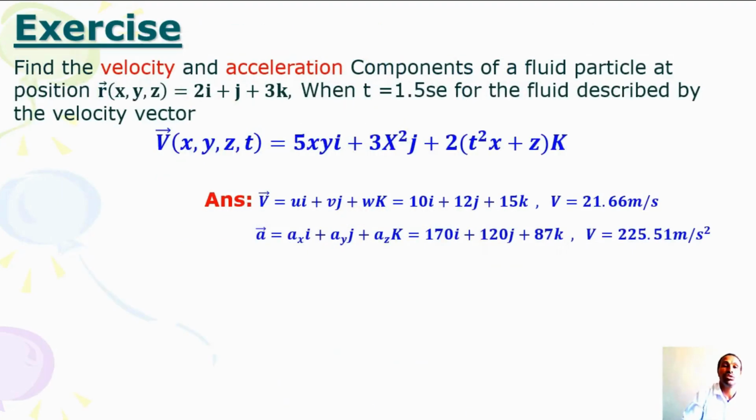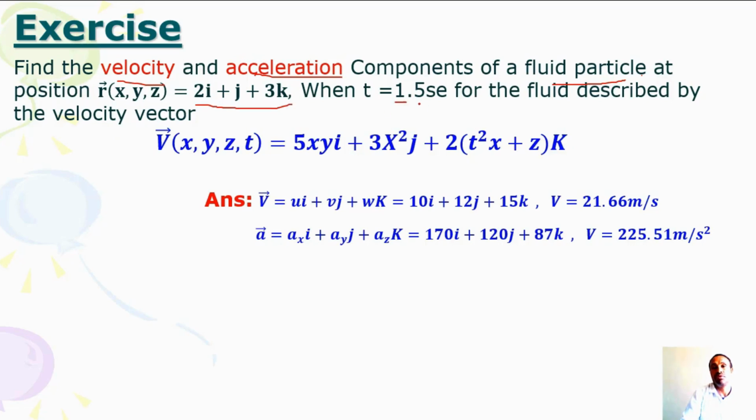Okay, as an exercise, we can try this one: find the velocity and acceleration components of a fluid particle whose position vector is x, y equal to 2i plus j plus 3k.